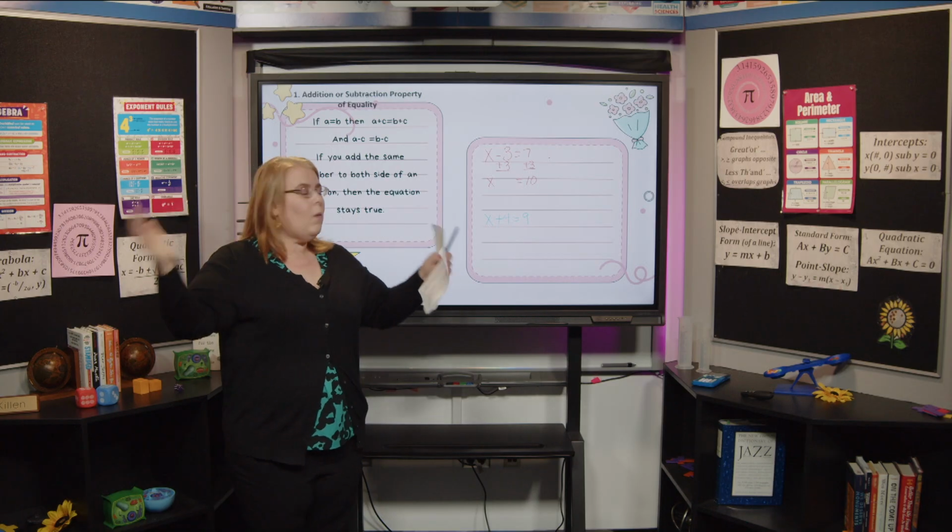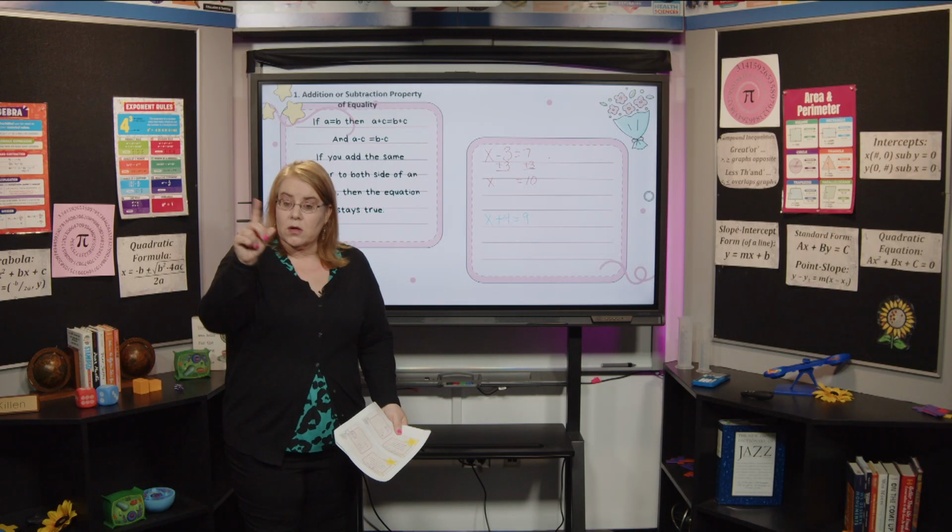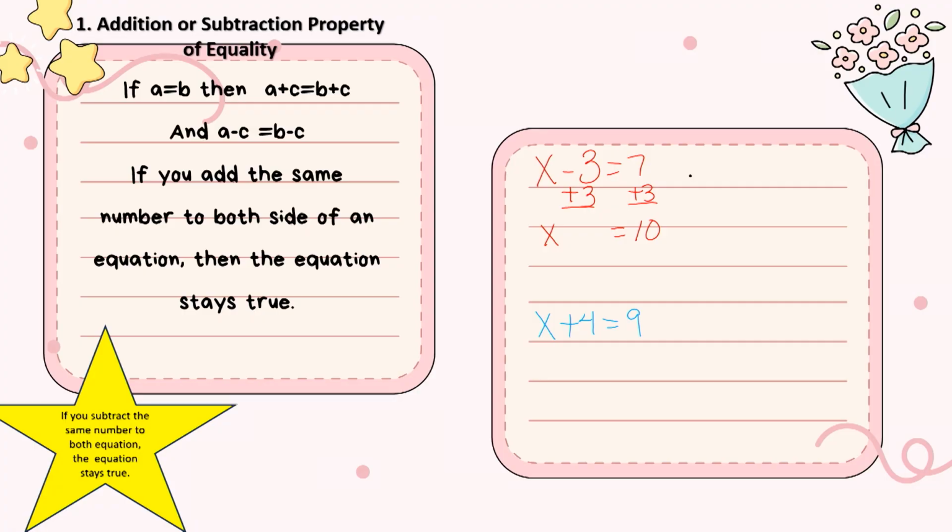Well, Ms. Killen, why can't I just add 4 to both sides? Good question. Let's see what happens. So if I added 4 to both sides, I have x plus 8 equals 13. So I don't have the equivalent equations that I did. So that's why when I have an addition problem, I must do the opposite, which is subtraction.